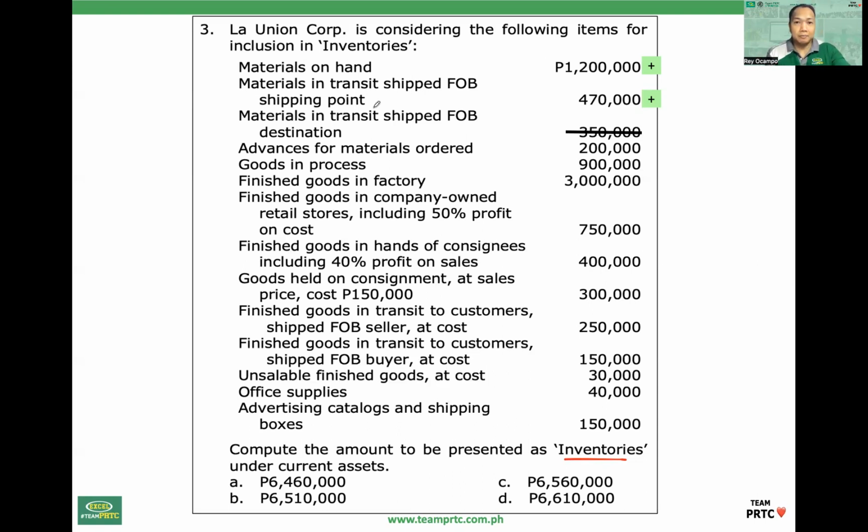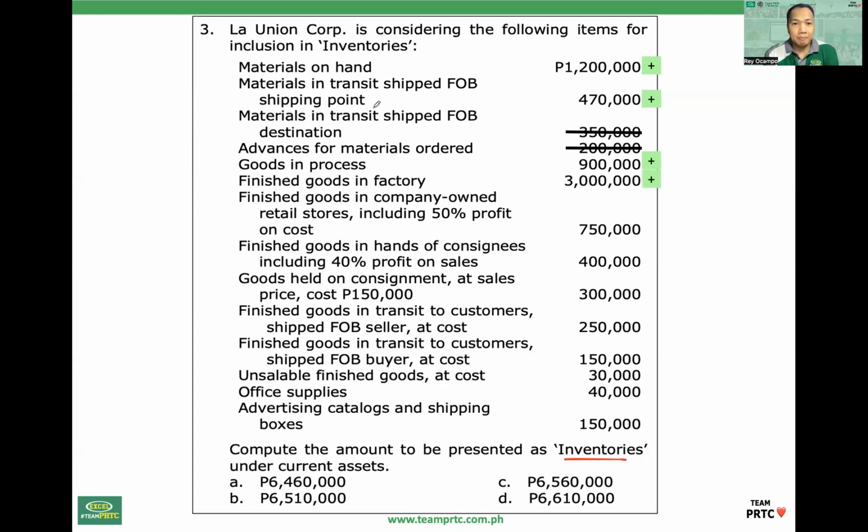Okay, advances for materials ordered, exclude. These are advances to suppliers. So they can be reported as part of trade and other receivables, under others. But I prefer to report them as other current assets. So it can be trade and other receivables as other receivables, or other current assets. That's advances to suppliers. Okay, goods in process, include. Finished goods in factory, include.